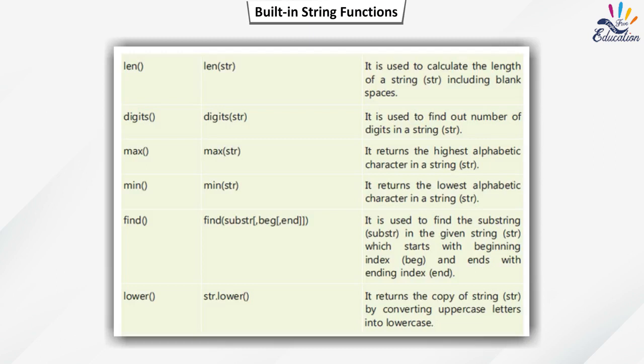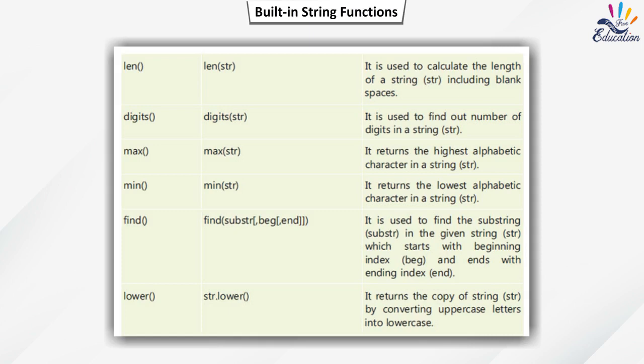len str. It is used to calculate the length of a string str, including blank spaces. Digits. Digits str. It is used to find out the number of digits in a string str. Max. Max str. It returns the highest alphabetic character in a string str. Min. Min str. It returns the lowest alphabetic character in a string str.